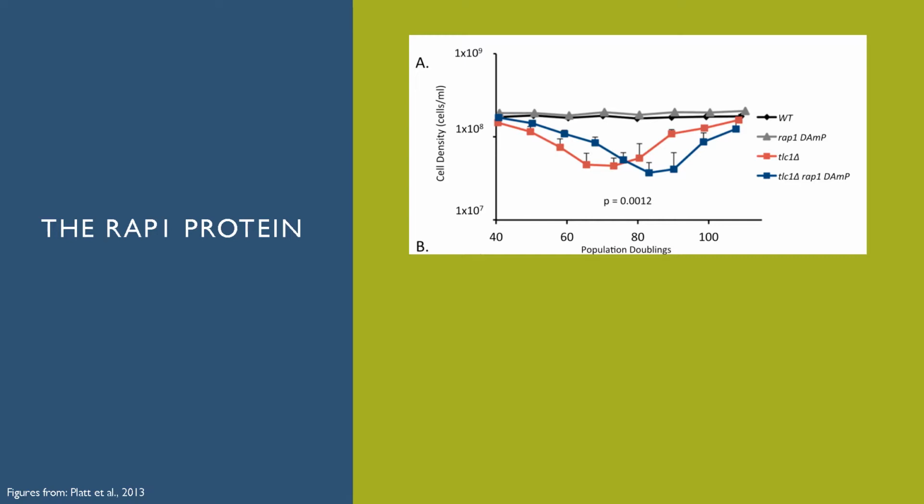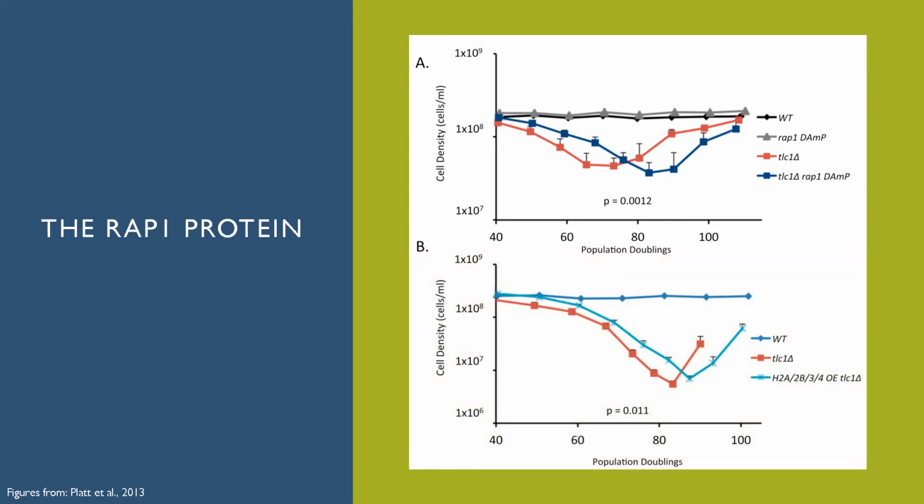In addition, histone levels have also been shown to help drive senescence. Here, we see wild-type cells, senescent modeled cells, and senescent modeled cells that overexpress histones. Increasing the levels of histones helps delay senescence. Now, how are histone levels and Rap1 levels linked?